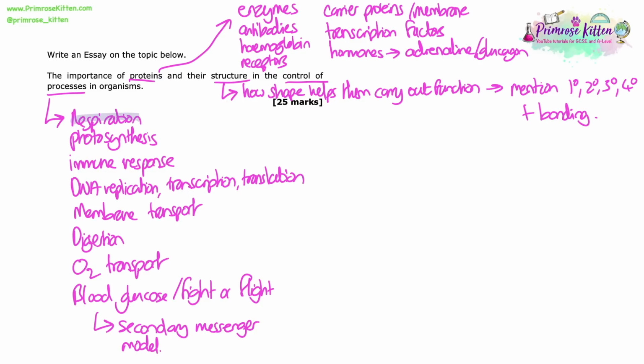So I'm going to pick 4 of these. I'm going to try and pick a range. So I've gone for respiration, which is a biochemical process. I've gone for the immune response, that's a whole body response. And I like talking about antibodies. That'll be a nice one for structure. DNA replication, transcription, and translation, a big one. Lots of enzymes you can talk about in there. And then oxygen transport, because I can talk about hemoglobin.